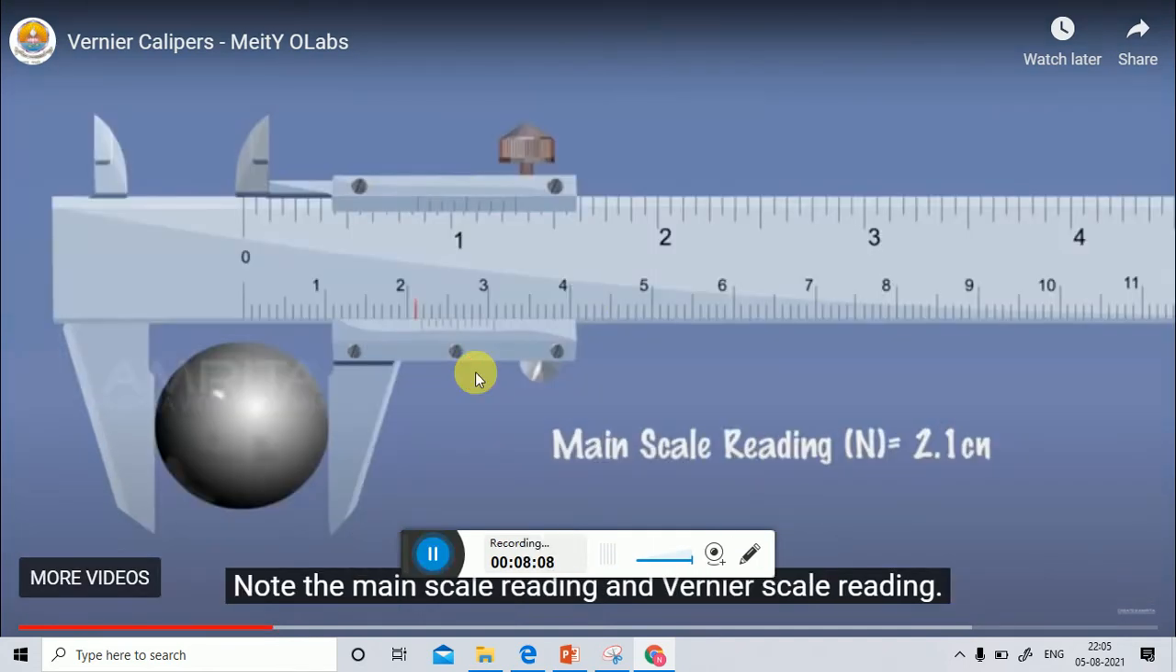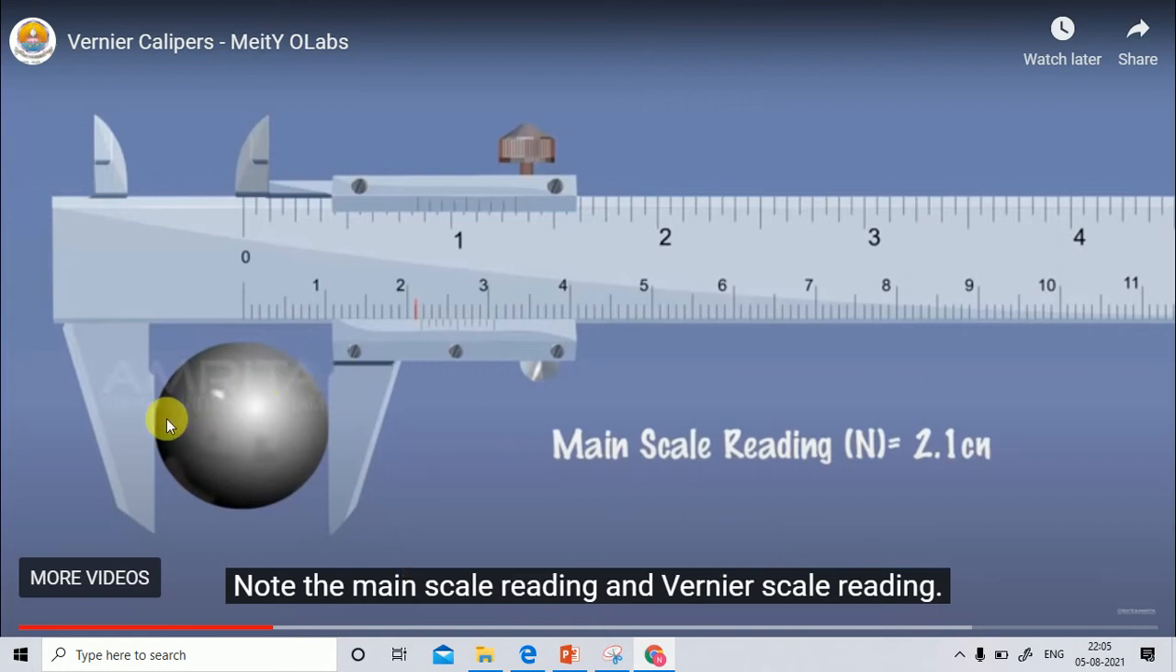Now, the device whose diameter, length or any physical quantity we are going to measure should be kept in between the two jaws like this, by rotating this retainer. Once the jaws are fixed by placing the body between them, the scale will be displaced and we can get a rough reading from the Vernier device.